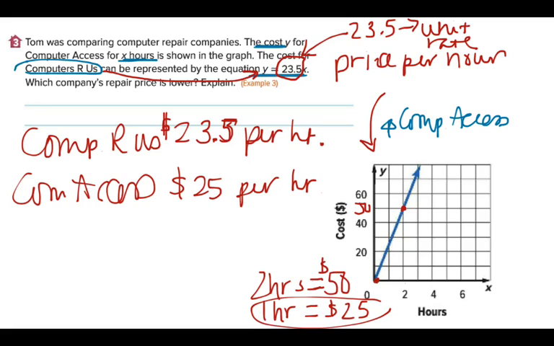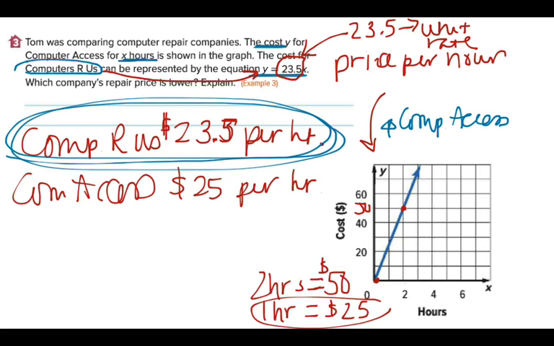So which company has a lower repair price? Okay, it is Computers R Us. So Computers R Us is the cheaper price.